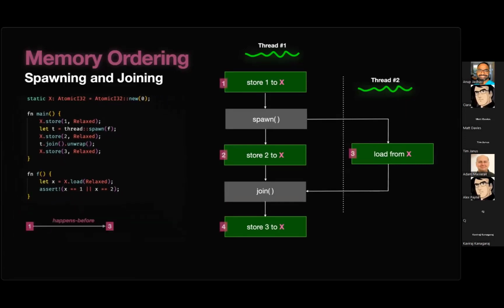Now, because of the happens before relationship between 3 and 1, we know that the store of 1 in X happens before the load from X in the spawned thread. But because there is no happens before relationship between 3 and 2, there is no guarantee that the spawned thread will see the value of 2 in X. And because of the join, there is a happens before relationship between operations 4 and 3 and 4 and 2.